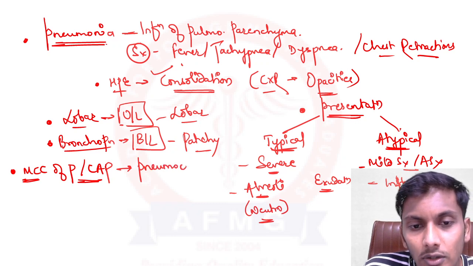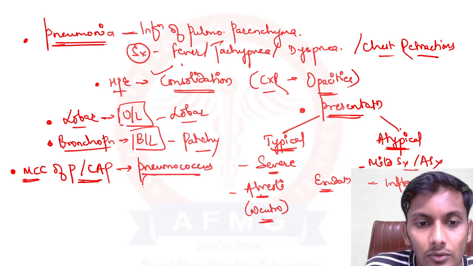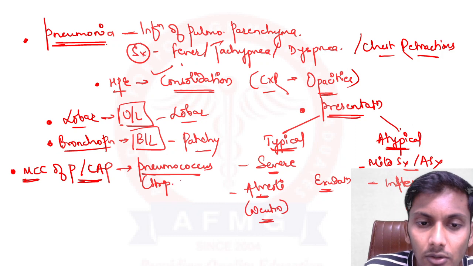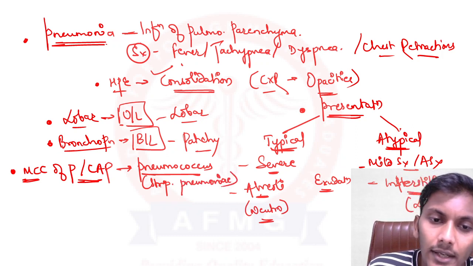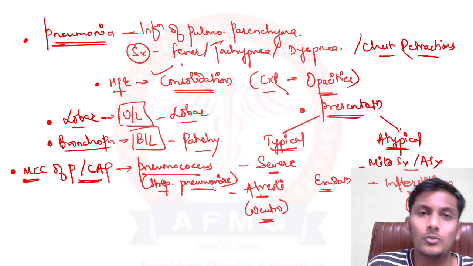And what is pneumococcus also known as? Pneumococcus is also known as Streptococcus pneumoniae. So please remember, Strep pneumoniae is the most common cause of pneumonia worldwide.